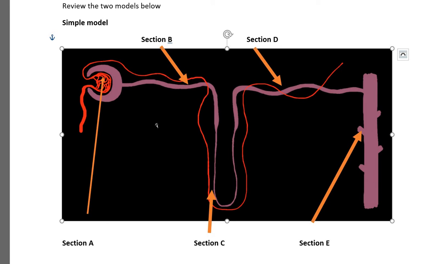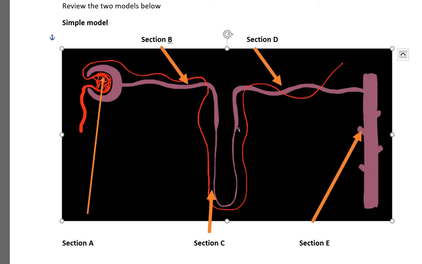Section C, down here, this downward hairpin thing is called the loop of Henle. At this point, you've removed back into the blood all of the glucose and the amino acids. The purpose of the loop of Henle is to allow you to reabsorb water. Okay, you have 20 litres an hour of water going through the kidney. If you had 20 litres an hour coming out of your bladder through your urethra, i.e. you were weeing 20 litres an hour, you're dead. Okay, so that's not what happens here.